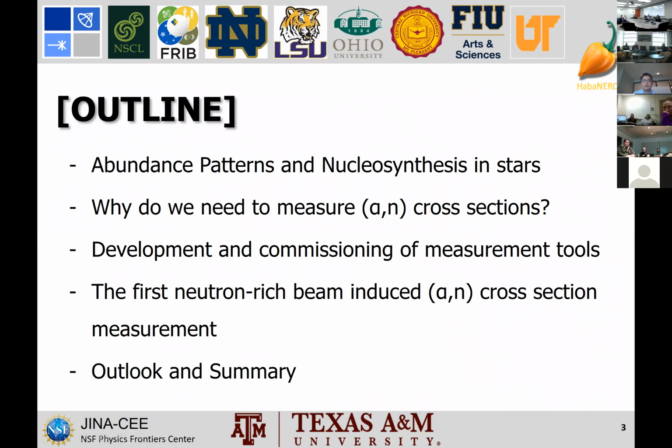And this is the outline of my talk. I want to introduce the abundance patterns and nucleosynthesis in the stars, and I will open the question of why we need to measure alpha XN cross sections. I will present how we can measure them, what kind of detector we need to measure these alpha XN cross sections, how we developed it, and how we commissioned the detector. And I'll show the result of the first neutron-rich beam-induced alpha XN cross-section measurement, and I will end with an outlook and summary.